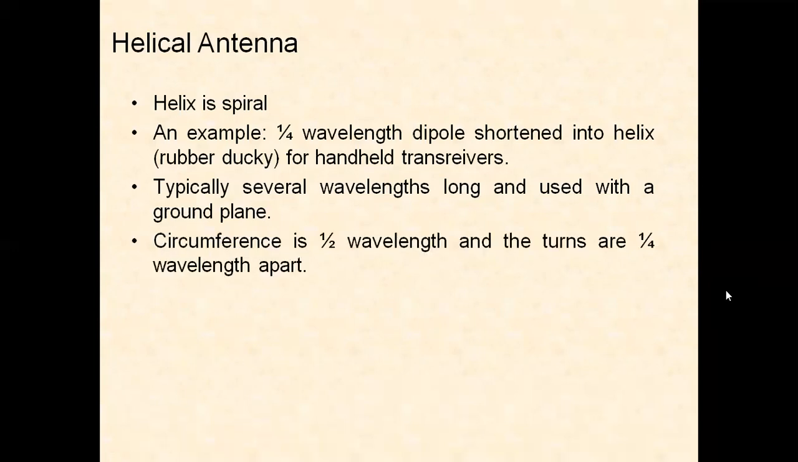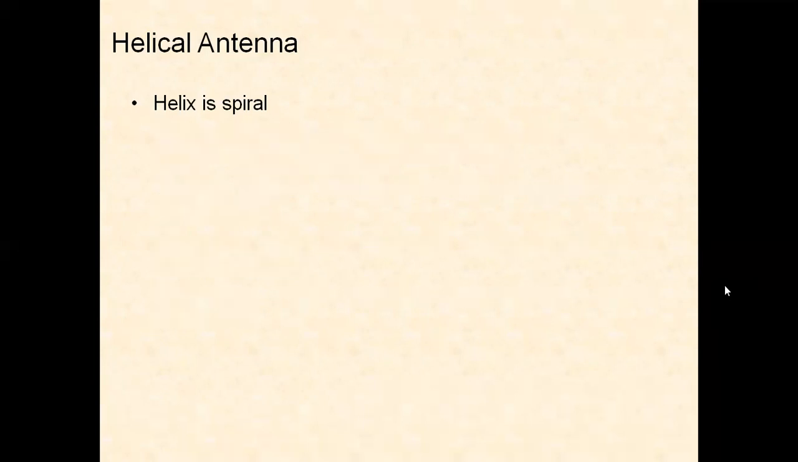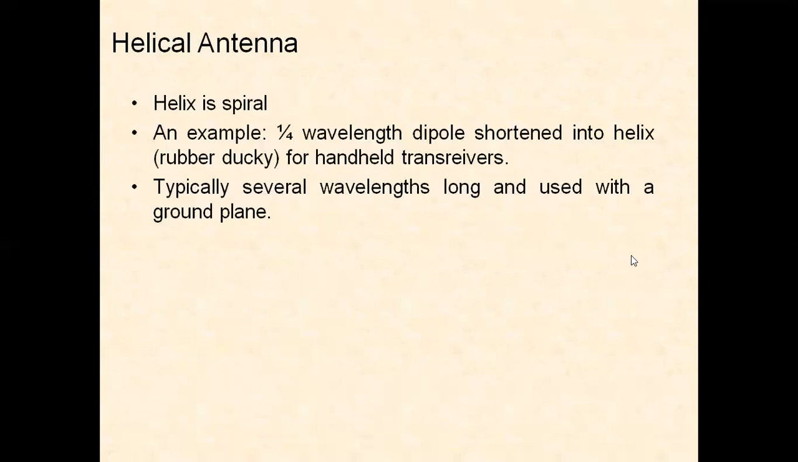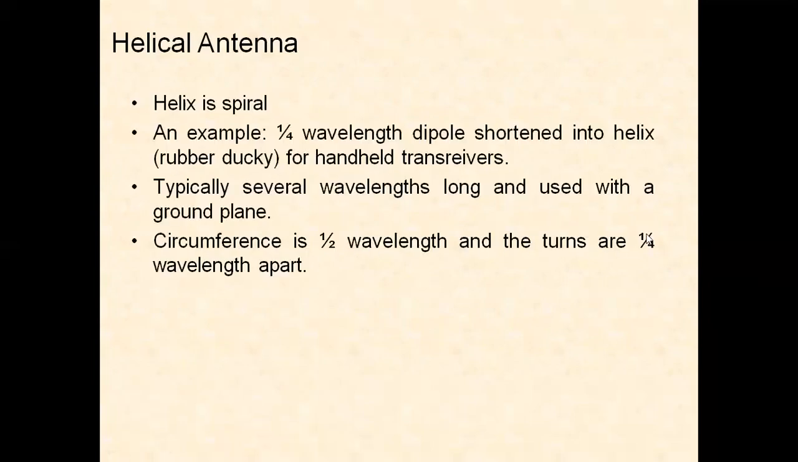Circumference is half the wavelength, and the turns are 1/4 of the wavelength apart. So the circumference of this antenna is half the wavelength, and the spacing between the turns is 1/4 wavelength. These are the design considerations.